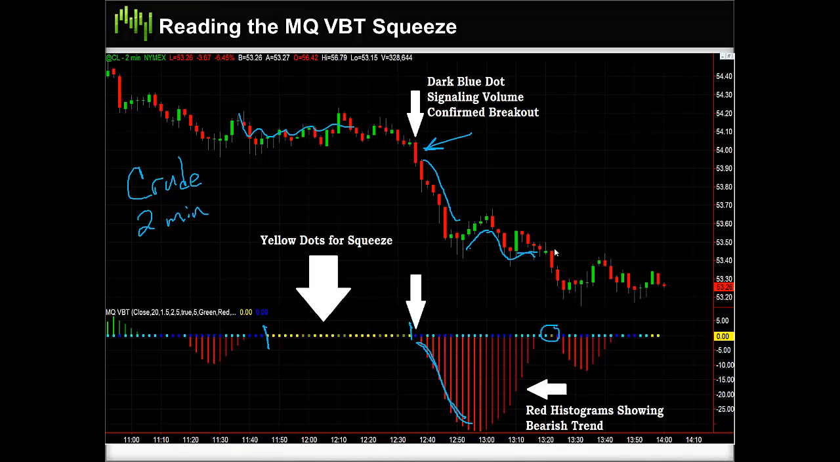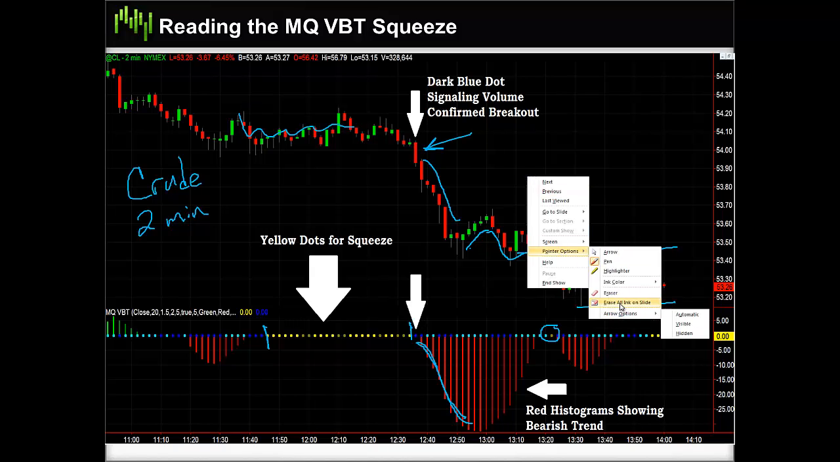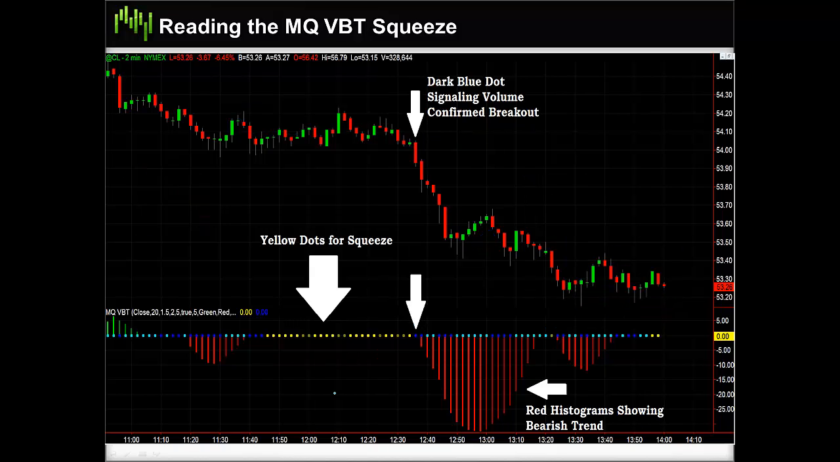It fires off on the very next bar right here for a short, moves down once again, goes back into consolidation, sets up a new squeeze pattern here. Okay, so again, the way you read it, a yellow dot means squeeze is setting up. A light yellow dot means we are in a squeeze, so we are in compression with below average volume.